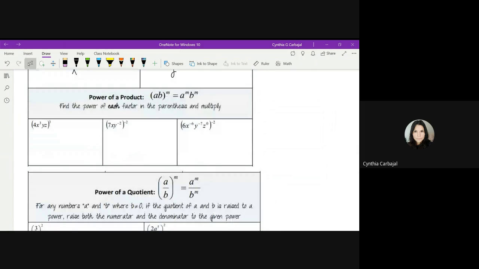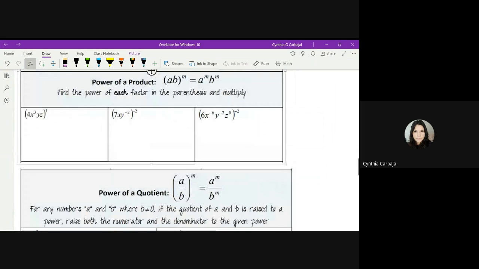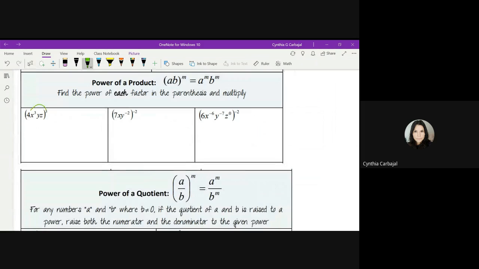And now if we have more than one term, find the power of each factor in the parentheses and multiply. So we're doing both. This one has to be multiplied in. I like to think of it as distributing our exponent. So the 3 is going to be distributed to the exponent of 4. Well, 4 doesn't have an exponent, so it's a little 1. Then to the x, and then to the y, and then to the z. That's going to be 4 raised to the 3, x raised to the 9, because we multiply the exponents, y raised to the 3, and z raised to the 3.